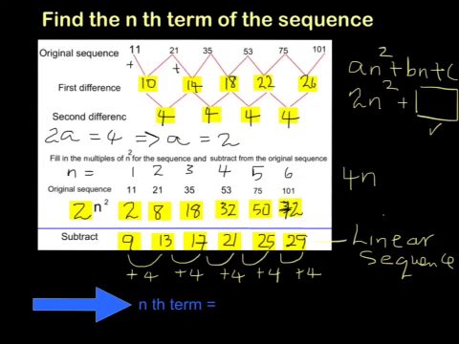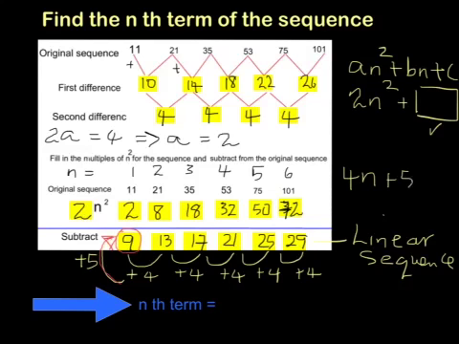But what we need to do now is to look at the original sequence. Since it's going up by 4, it's a 4 times table. So we need to think about whether this sequence, which starts with 9, is bigger than the 4 times table. How much bigger is it? Well, you should realize that it's bigger than the 4 times table by 5. So it's going to be plus 5. So the nth term of the linear sequence is 4n plus 5.